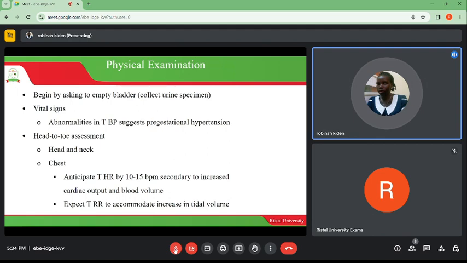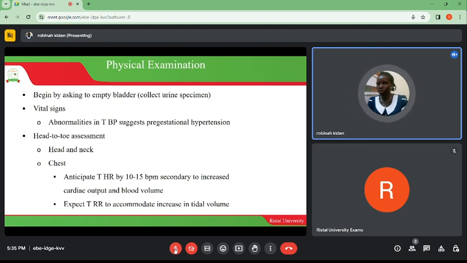So in this case, we look at the temperature and the BP, and if they are high, also when the BP is high, it is suggestive of pre-gestational hypertension, because she is coming to the hospital for the first time. The pregnancy is still within the first 3 months. So if she tests and her blood pressure is high, that means that she had this high blood pressure even before she conceived. That is why we say pre-gestational hypertension.